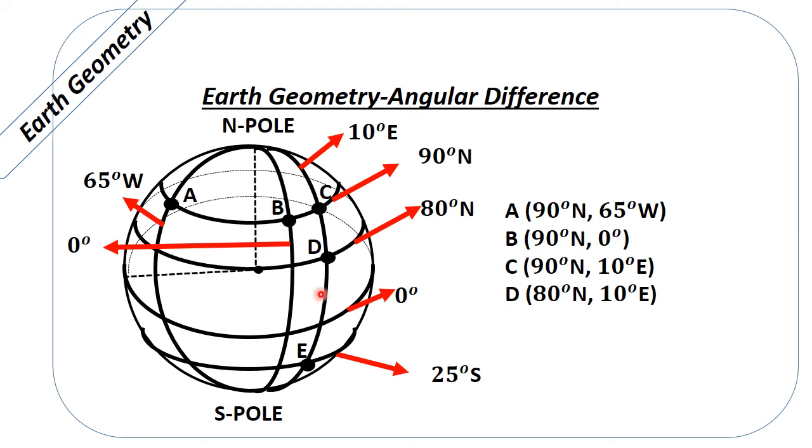E. If we go here on E, if we follow like this, we can see that the latitude for this one is 25 degrees south. What about the longitude? To follow this line, it's 10 degrees east. So this is how to state the position of the points.